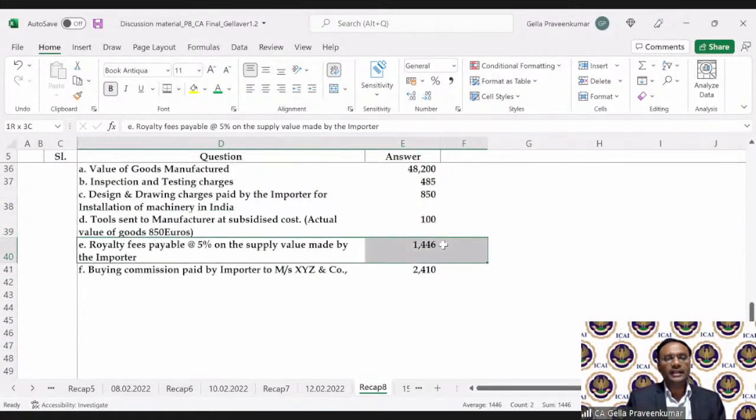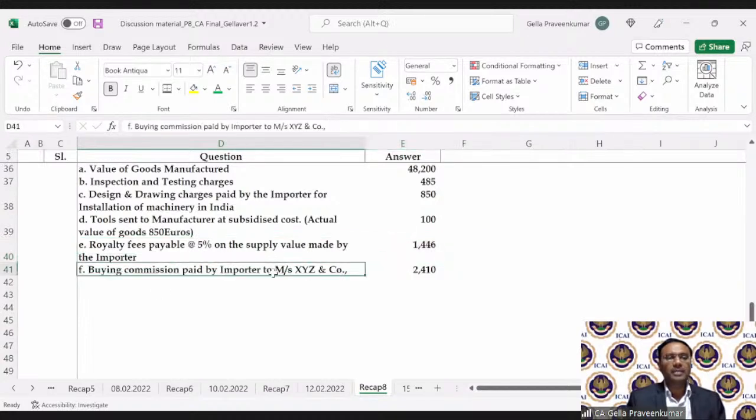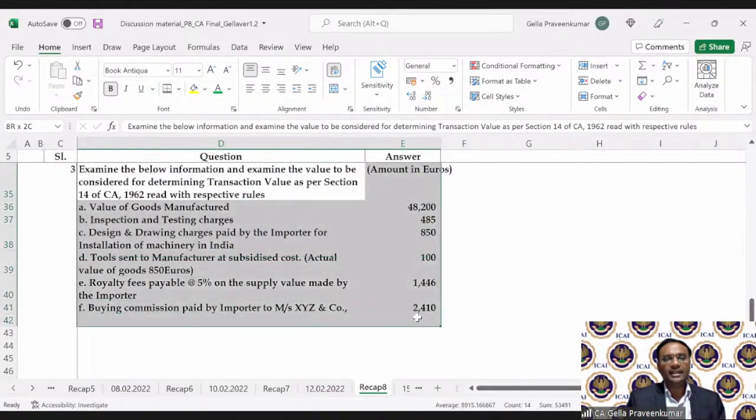Next, royalty fee payable at the rate of 5% on the supply value made by the importer, which is calculated as 1,446. Buying commission paid by importer to M/s XYZ & Co. 2,410 euros. So students, they have given these 6 items of information. Value of the goods, inspection, design and drawing, tools sent to the manufacturer at subsidized cost, royalty, and buying commission. So I'll give you 5 minutes time.